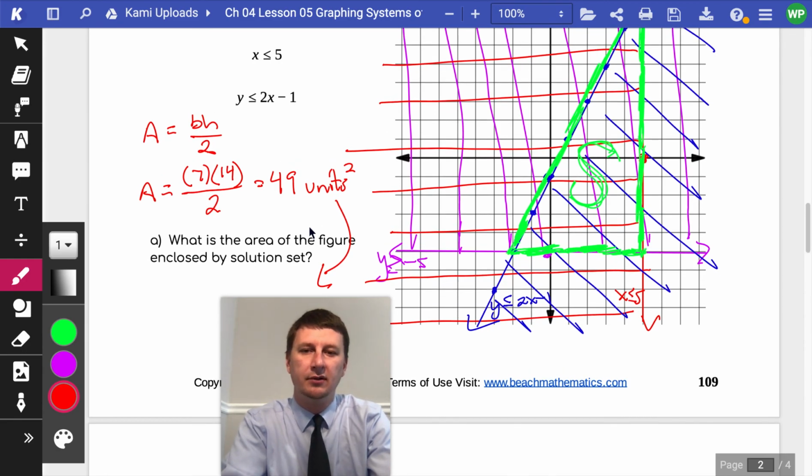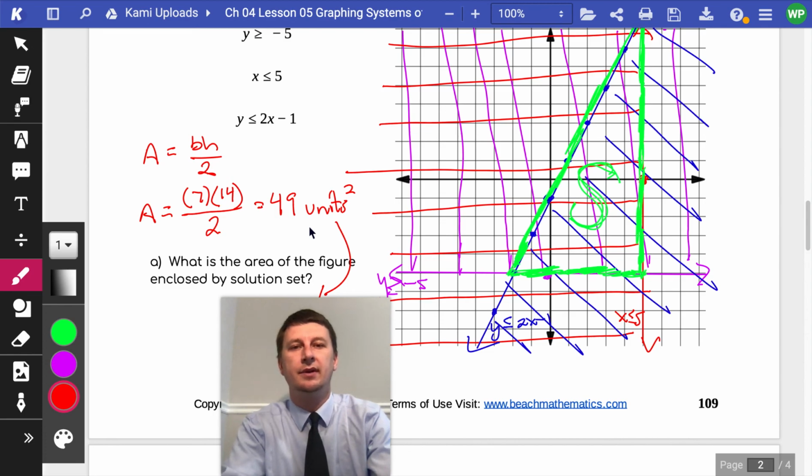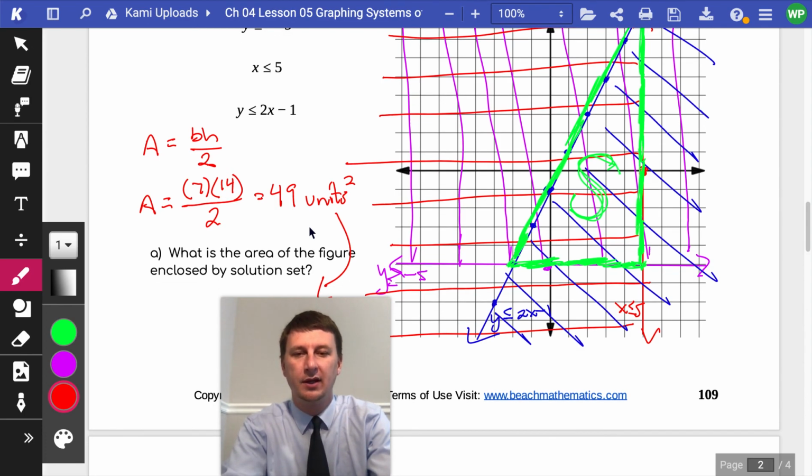So this problem was a little bit different because we were graphing not 2 but 3 inequalities on the same set and then finding an area of the enclosed figure, which is a problem you might encounter also in your study of Algebra 1.